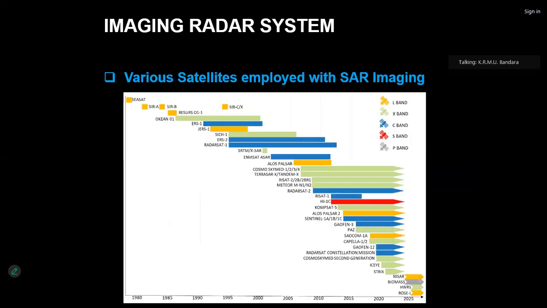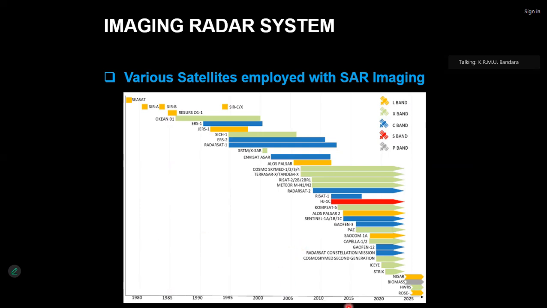Okay, these are the various satellites, because we are talking about satellite remote sensing. We are showing the various satellites employed with SAR imaging across different years. This is 2025 here. This yellow color is the L-band. You can see the very small one is in the P-band, biomass, only one here. All others are L-band, X-band, C-band and S-band satellites.